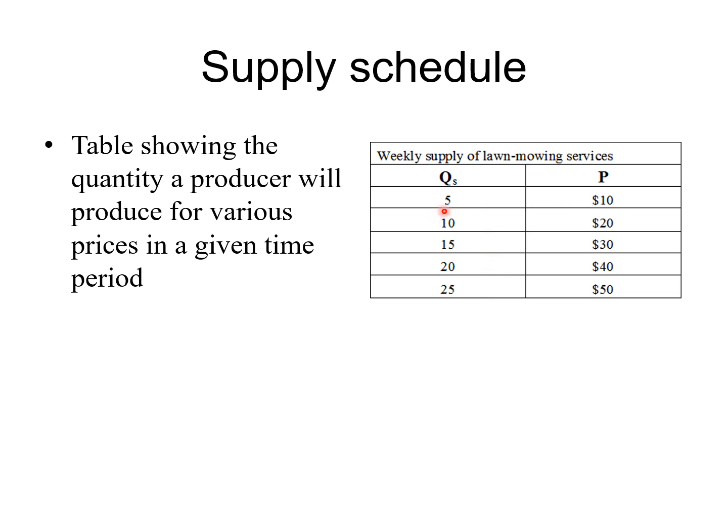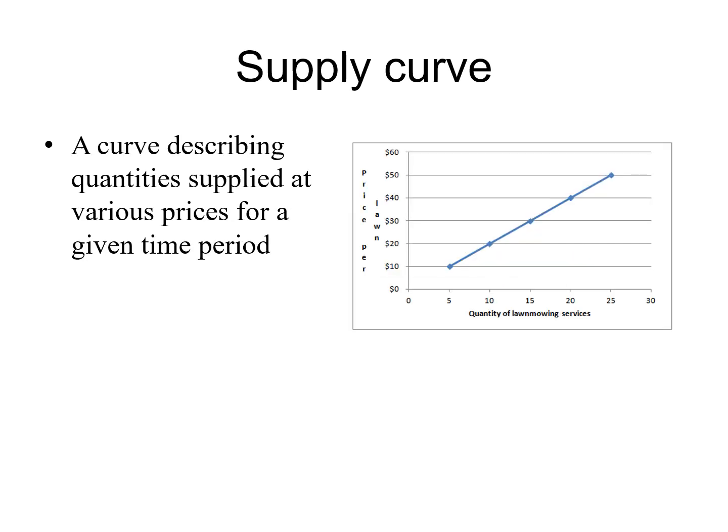You see that for $10, they'll cut 5 lawns at $10 each. If you give them $20, they'll cut 10. If you give them $30, 15, and so on. You see a linear relationship here, and it's consistent with our law of supply. As the price goes up, the quantity supplied goes up. From that is derived the supply schedule.